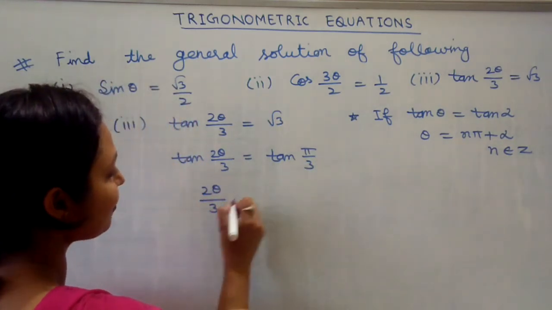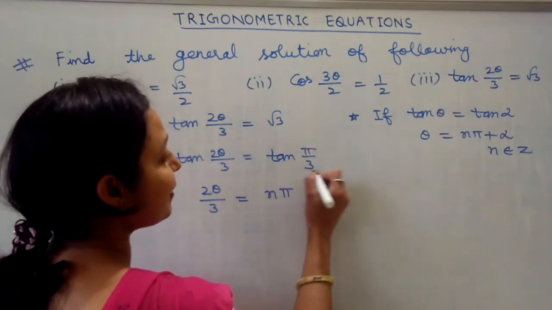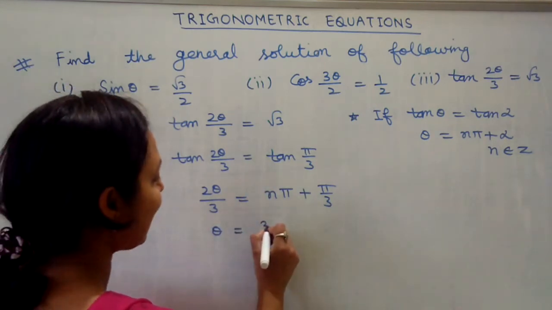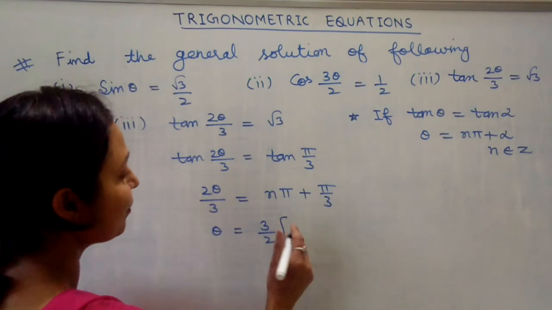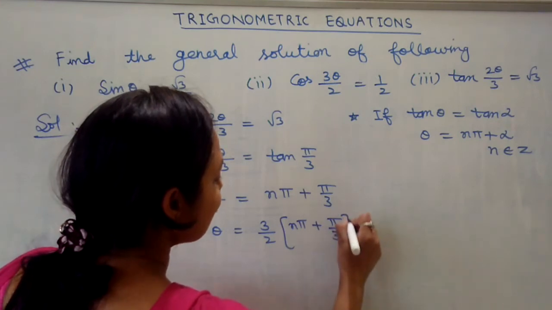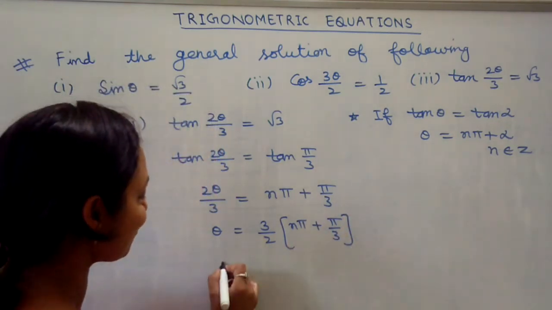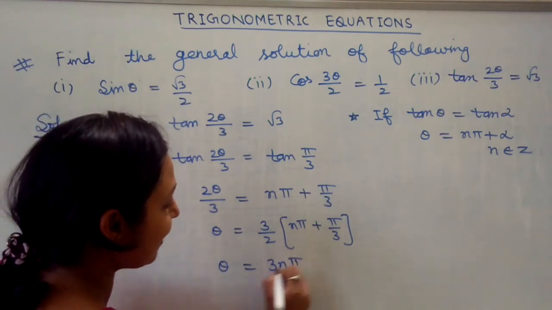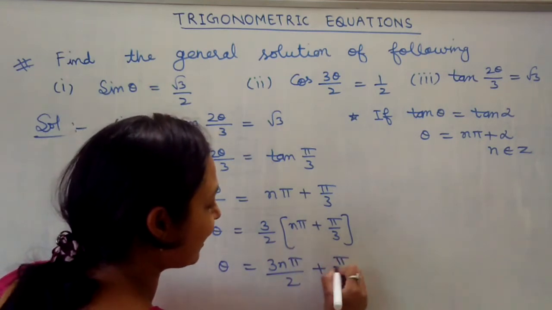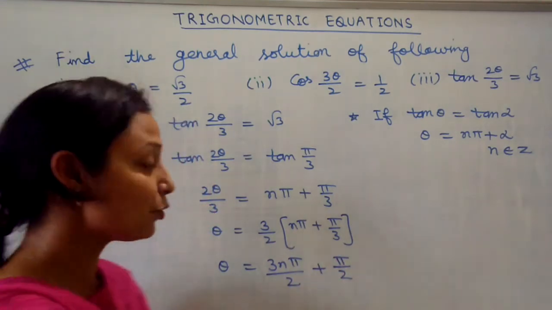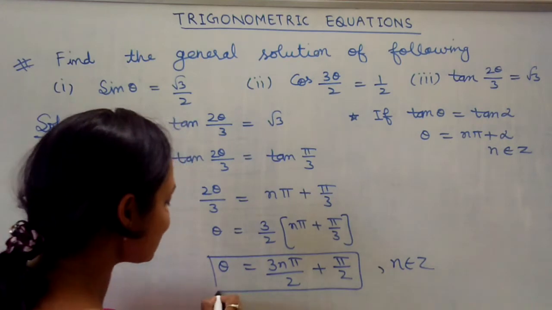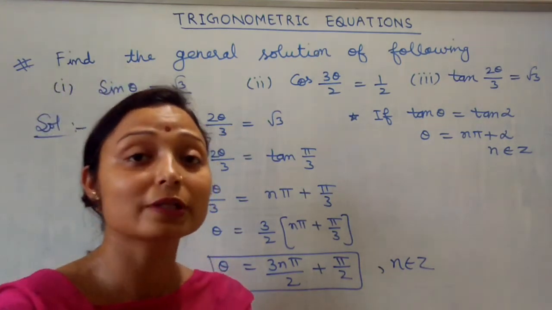2θ upon 3 is equal to nπ, in the place of α we have π by 3. I will take 3 by 2 on the other side. That will be nπ plus π by 3. That will be equal to, θ is equal to 3nπ upon 2. When we multiply this with the next term, it will be equal to π by 2. Right? So this is the way to solve the equation when n belongs to the integer. So this is the formula third, the way of doing question number three.